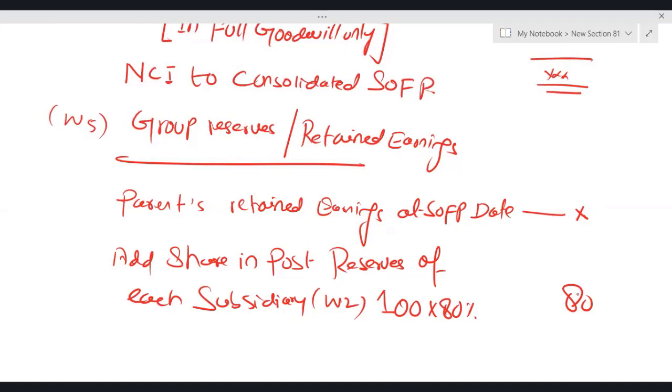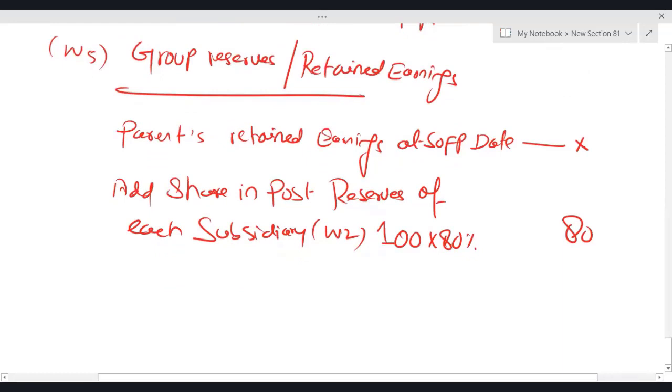Okay. Now what? Less goodwill impairment loss. Either it is a partial goodwill method or a full goodwill method. Obviously, if it is a full goodwill method, then you just have to take the impairment loss which belongs to the parent. For example, let me just explain. Less goodwill impairment loss. Now try to understand.